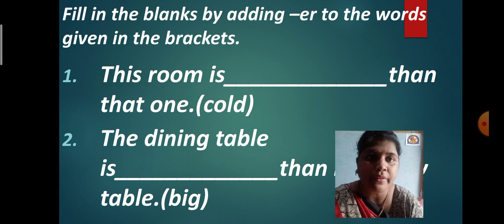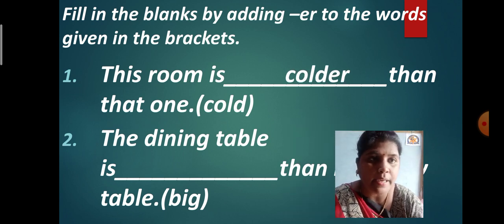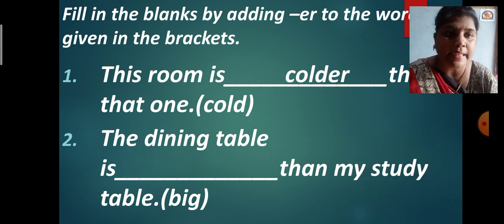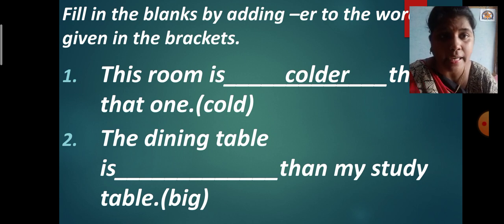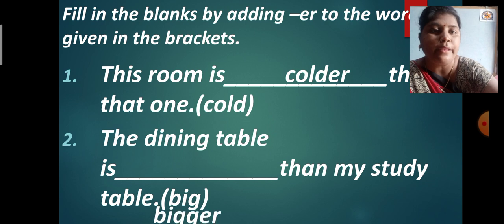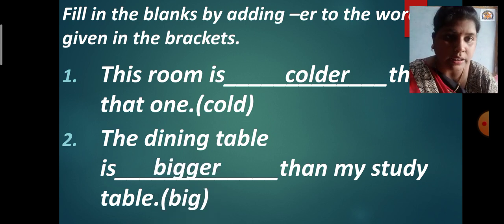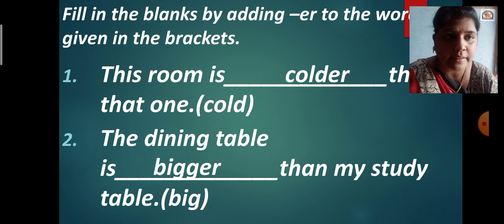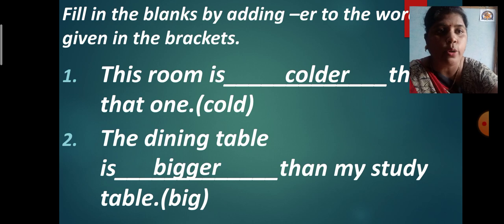Okay, so see number 1, this room is blank than that one, cold. Obviously than is there, so we are going to add the word colder than. This room is colder than that one. Okay, so see, the dining table is blank than my study table, in bracket big. So what we are going to do, we are going to add er. While adding er, the spelling is bigger. See, a vowel is there before the ending letter, that's why the last letter is repeating. The dining table is bigger than my study table. So I hope you understood this.